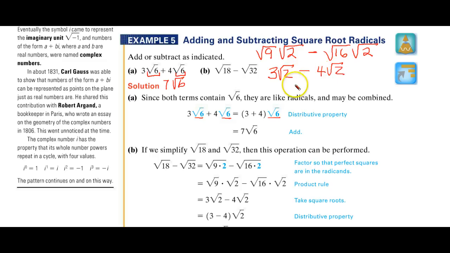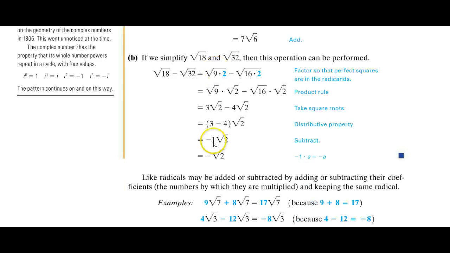So again, we could factor that out as they're doing it. 3 minus 4, the square root of 2. So this ends up being a negative 1, the square root of 2. And generally we don't write the 1. It'll just be a negative square root of 2. The work is in our book to support what we've just done here.